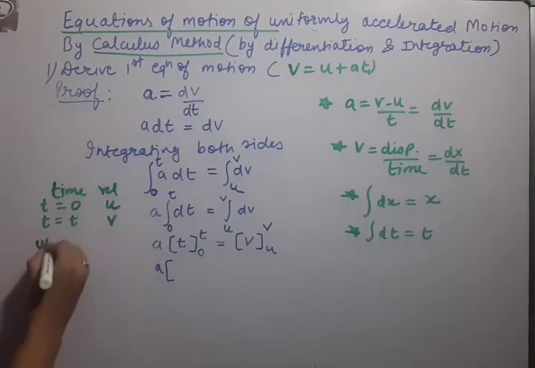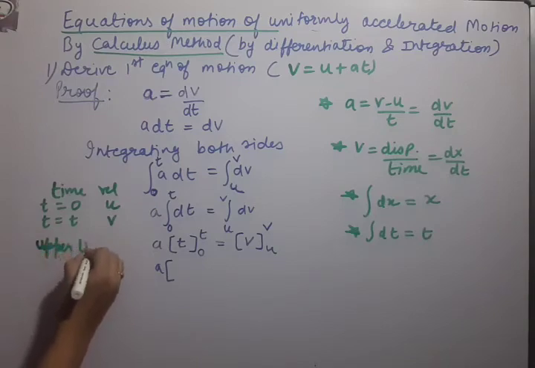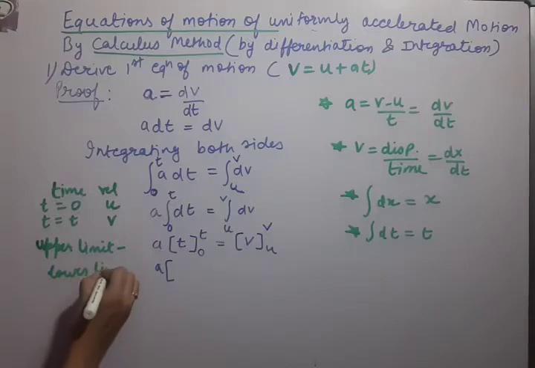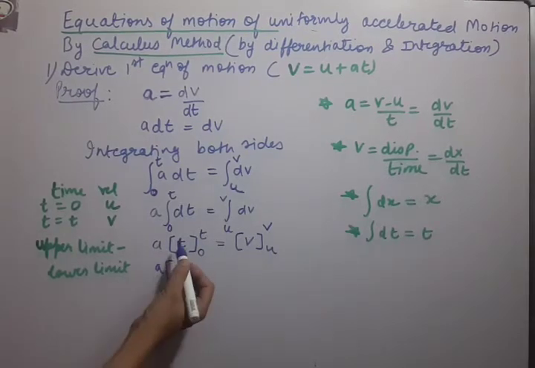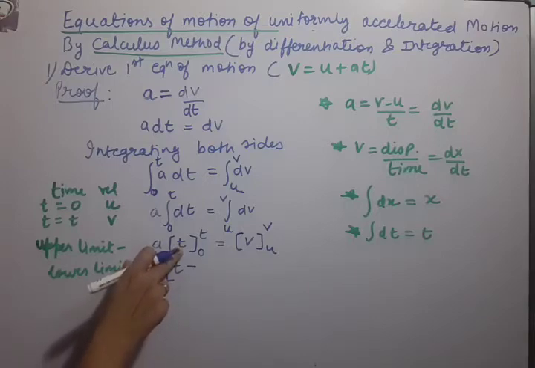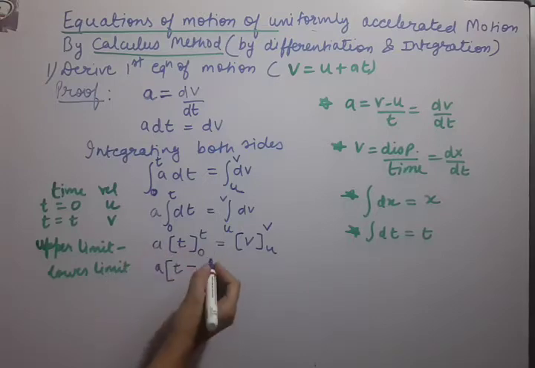I will write here: upper limit minus lower limit. This is the limit formula. So in place of this t, put upper limit t. So it will remain t only. Then put minus sign. Then in place of t, put lower limit 0. So in place of t, put 0. So 0 written.